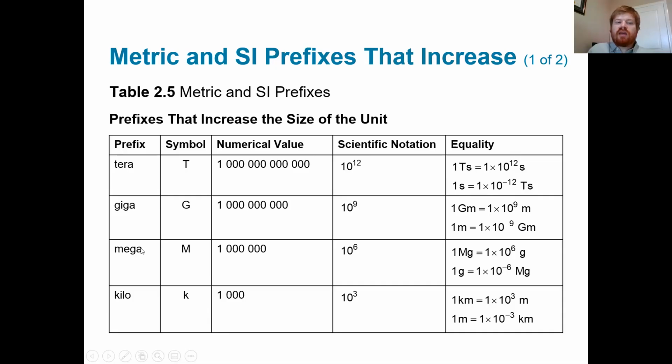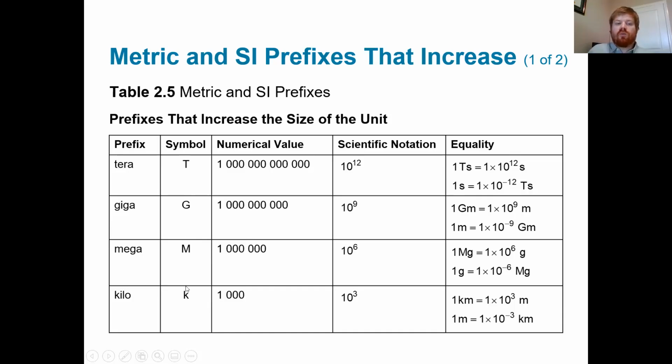Mega, so mega comes up every so often. It means 1 million. So the symbol here is capital M. So mega, capital M, you kind of get the idea that these larger ones are all capitalized until we get to kilo, which is the next one. So mega means 1 million. A megameter would be 1 million meters, or a megagram, as I have here, is 1 million grams. In scientific notation, of course, 1 million is 10 to the 6th. So those are equivalent as well. So 1 megagram is 10 to the 6th grams.